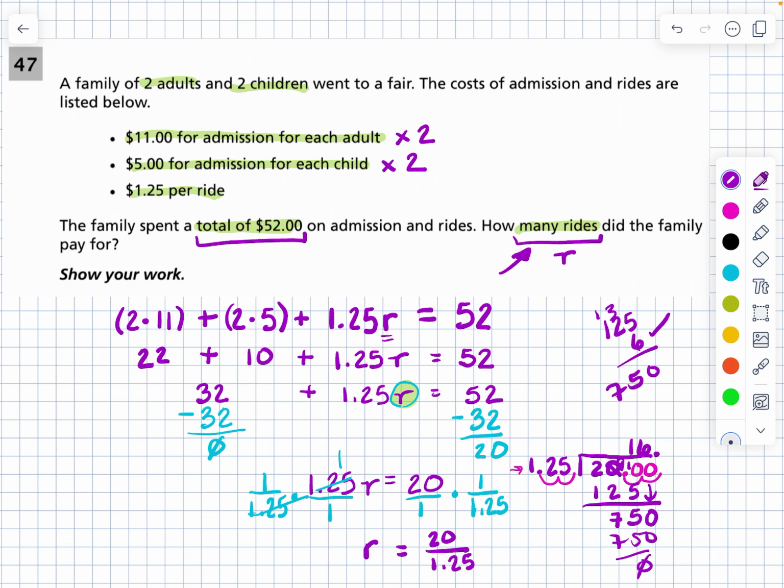So the answer is they went on 16 rides. They paid for 16 rides, okay? I hope this helps. If you don't know what to do, just start writing stuff, and it should come to you. If you practice this a few times, it won't take you any time at all to do this easily. All right, I hope this helps. I will see you in the next one.